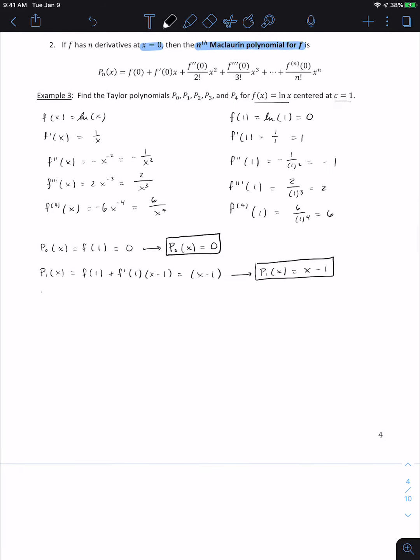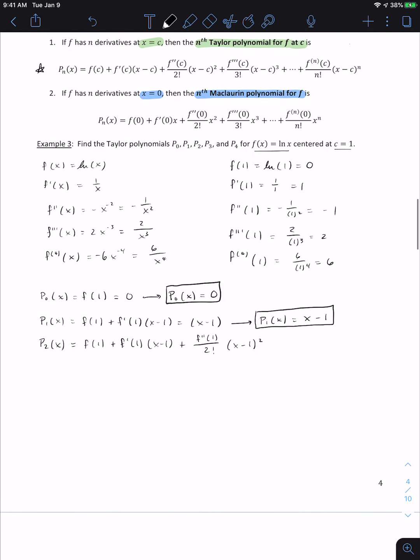So now let's do my third polynomial, so p sub 2 of x. This one looks like f of 1 plus f prime of 1 times x minus 1, plus f double prime of 1 over 2 factorial times x minus 1 squared. I pulled down that formula, and if this is my p sub 2, that means n equals 2, so I stop at the second derivative right here, where I make the cutoff.